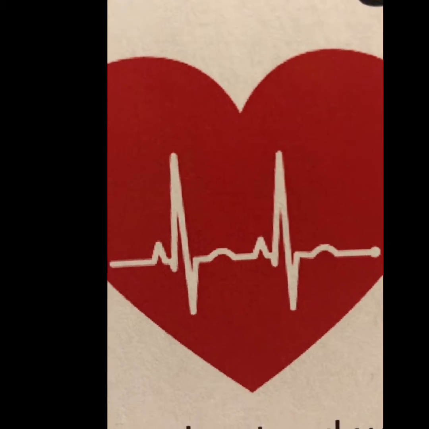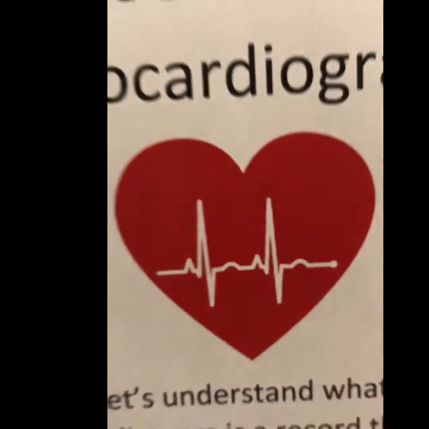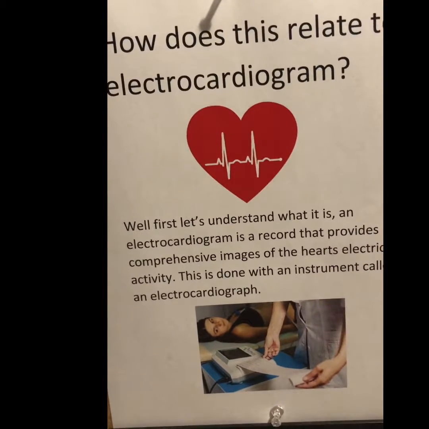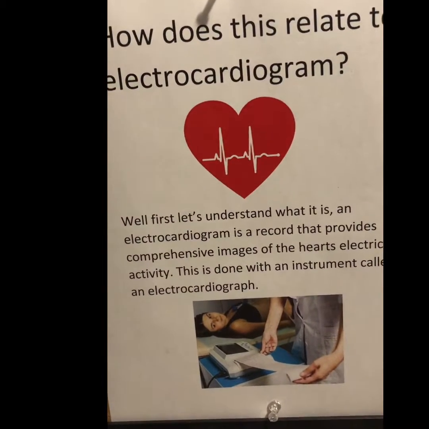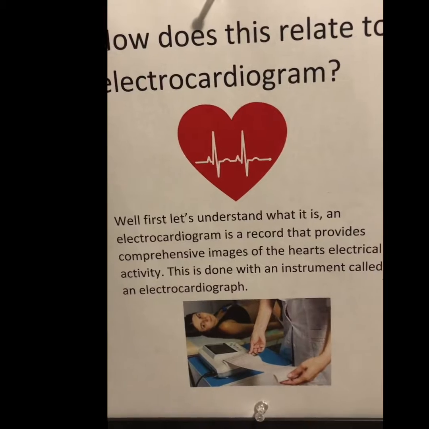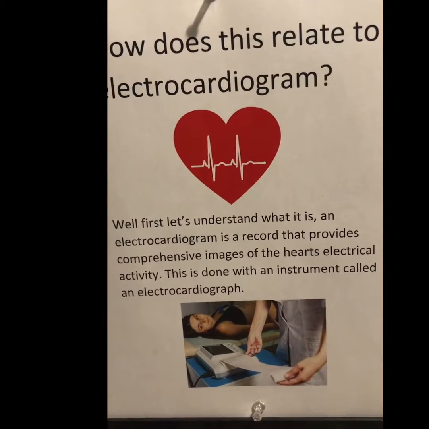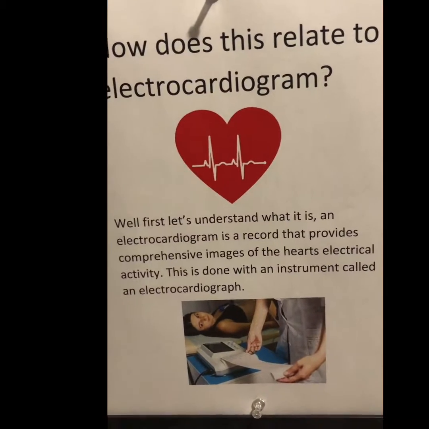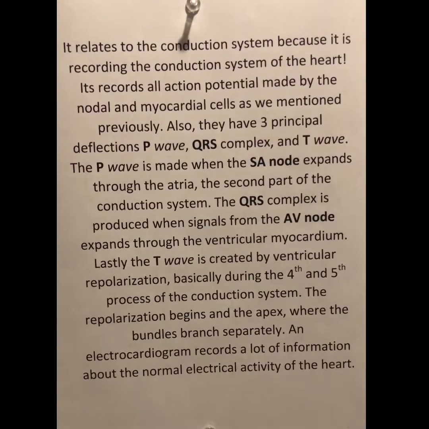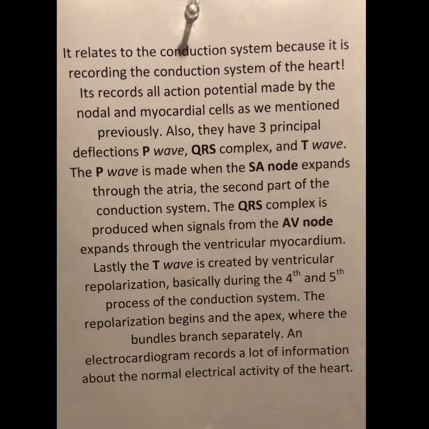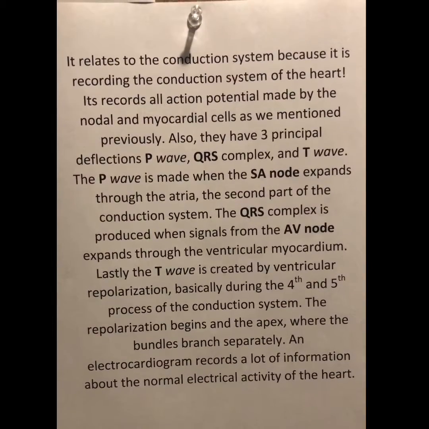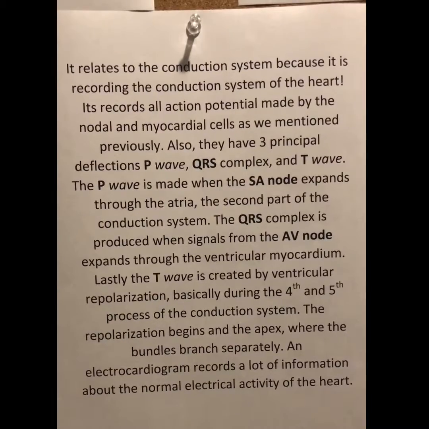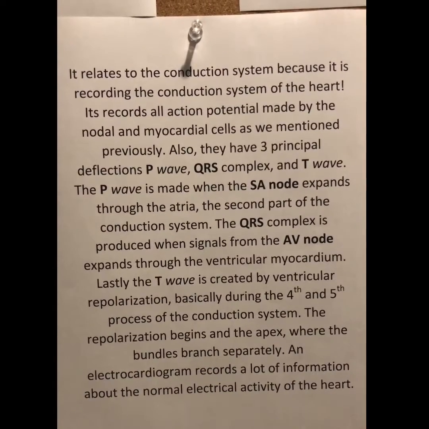Well, some of you may ask, how does this relate to an electrocardiogram? Well, let's first understand what it is. An electrocardiogram is a record that provides comprehensive images of the heart's electrical activity. This is done with an instrument called the electrocardiograph. It relates to the conduction system because it is recording the conduction system of the heart. It records all action potentials made by the nodal and myocardial cells, as we mentioned previously.